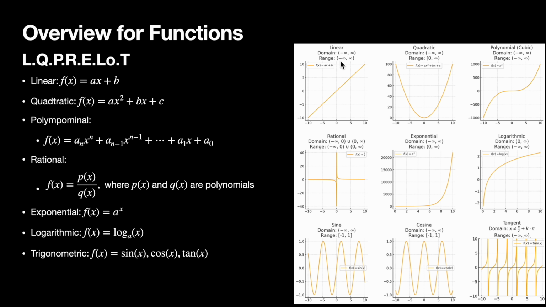We have our domain and ranges, the linear being negative infinity to positive infinity, and our quadratic domain being negative infinity to positive infinity, with our range being 0, as we have seen at the hard stop, to positive infinity.